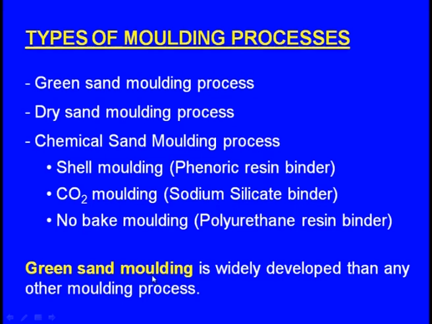Among these, green sand molding is more widely used than any other molding process because of its simplicity and economy, and large castings can be produced using green sand molding. Whereas with CO2 molding and shell molding, it is very difficult to produce very large castings.